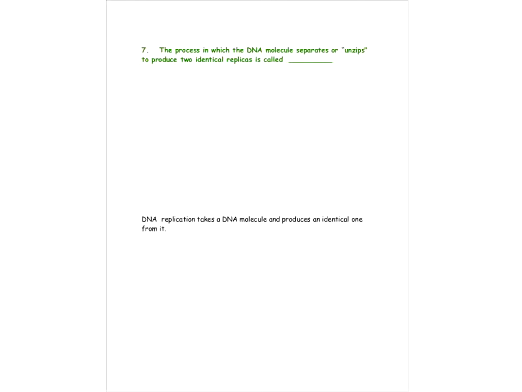All right, so a few questions to test what we've just gone over. Now, the process in which the DNA molecule separates or unzips to produce two identical replicas is called, well, that's DNA replication, right? DNA replication takes a DNA molecule and produces an identical one from it.